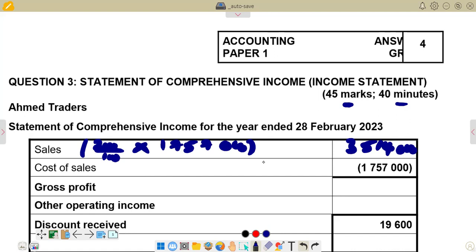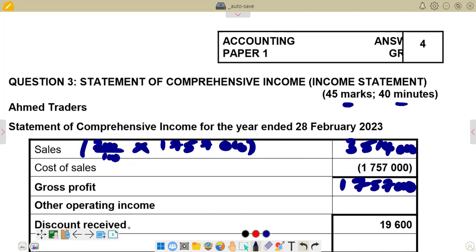Then having these figures now, we can find the gross profit, whereby gross profit is equal to sales minus cost of sales. So if you say 3,514,000 minus 1,757,000, we are going to get 1,757,000. So this is what we have.